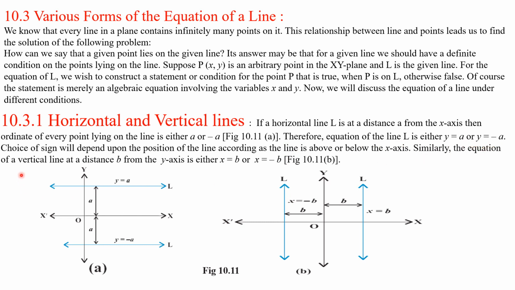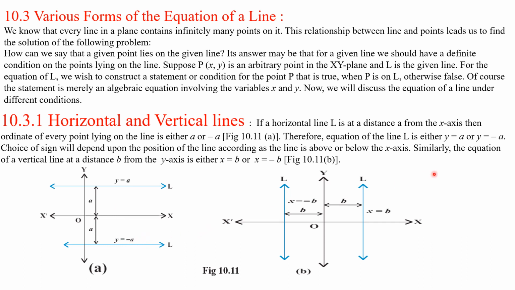Understood this point? The choice of sign will depend upon the position of the line, according as the line is above or below the x-axis. If the line is above the x-axis, we take y is equal to a as the equation of the line. If the line is below the x-axis, then the equation of the line is y is equal to minus a, which is at a distance of a units from the x-axis.